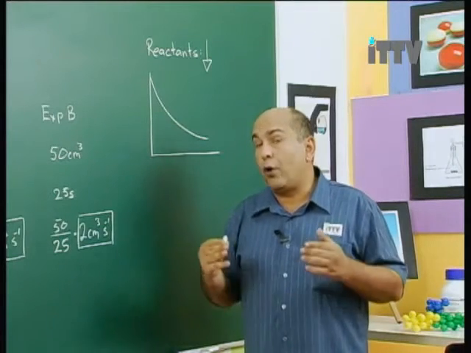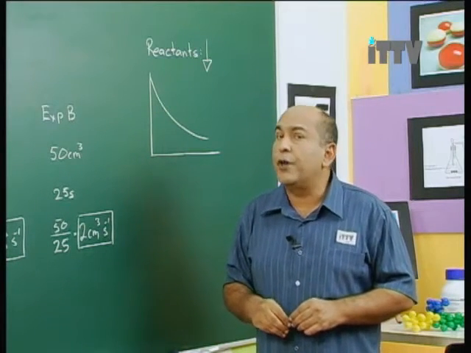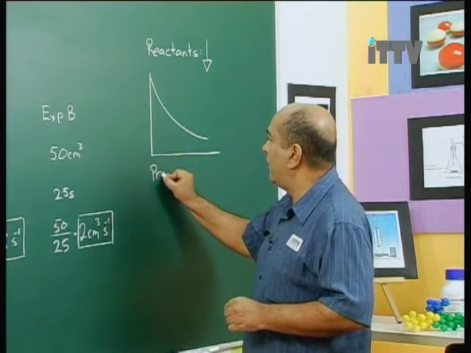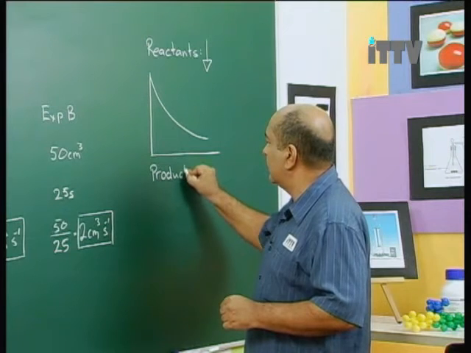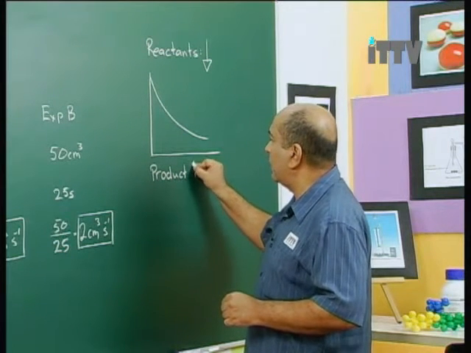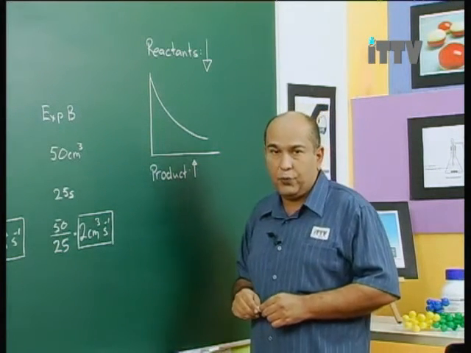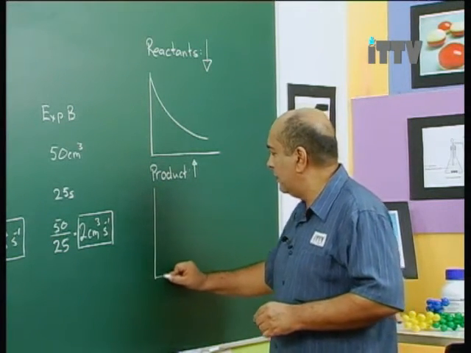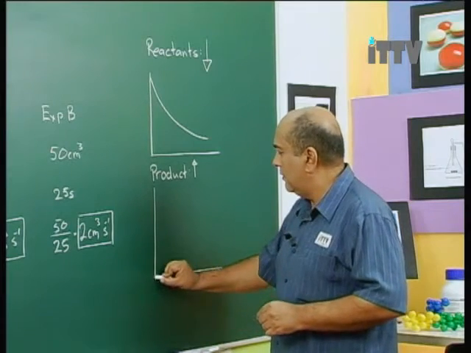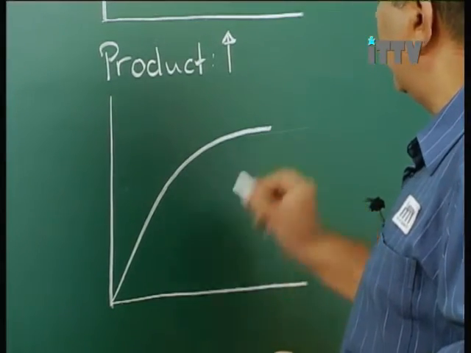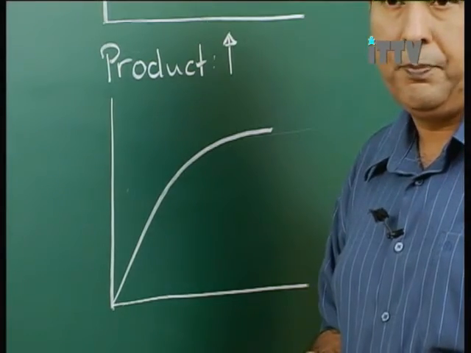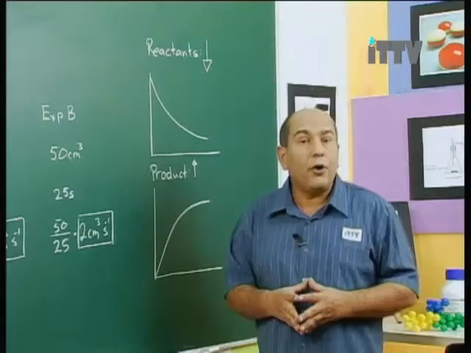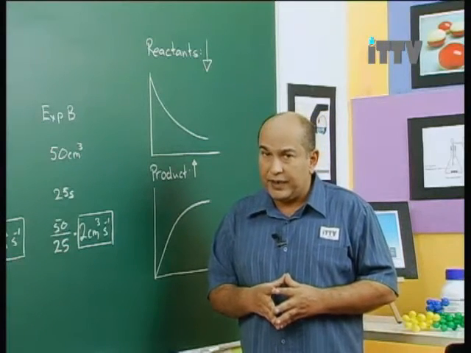But if you look at the product, remember your product is going to increase with time. So if you do a graph of product, remember the product is going to increase with time, which means that we should get a graph that goes upwards like so. So always try to remember your reactants are decreasing and your products are going to increase.